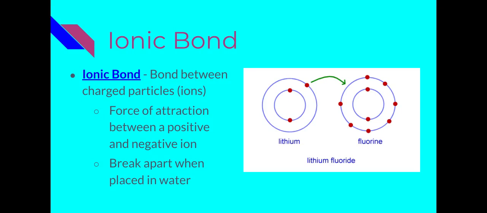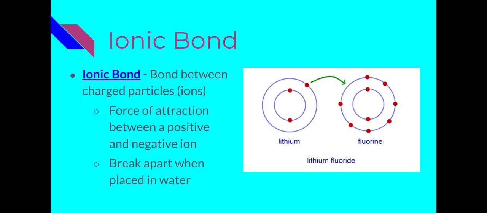So in the picture here, we have an example of lithium and fluoride that are joining together. Now, lithium has one electron in its outer shell, and it wants to get rid of that because once that electron's gone, it's going to have two, and it's going to have a full outer shell. So lithium wants to get rid of it, so it becomes a cation.